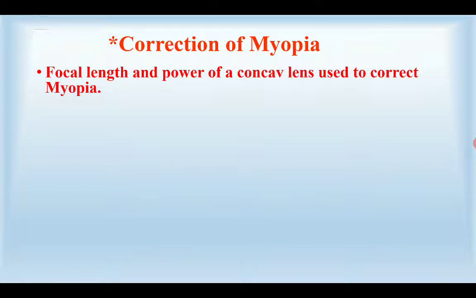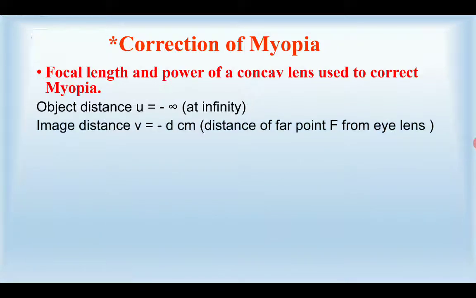Now the focal length and the power of the concave lens used to correct myopia. We know that for a myopic eye, the object distance is at infinity. The light rays are coming from infinity. And the image distance v is supposed to be at minus d centimeter. That is the distance at which the image is now formed using the concave lens.